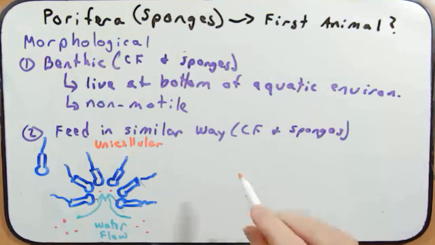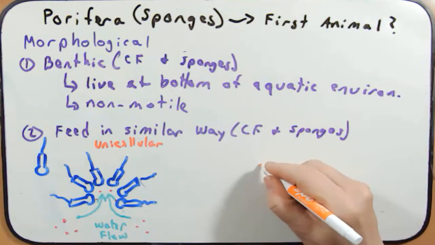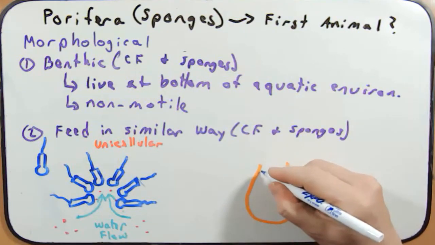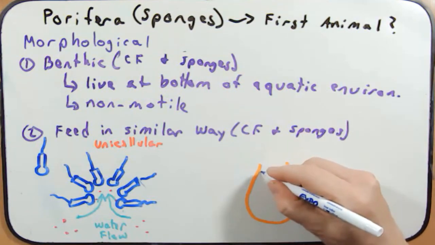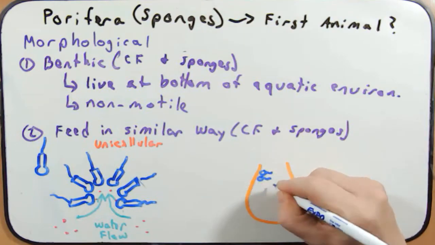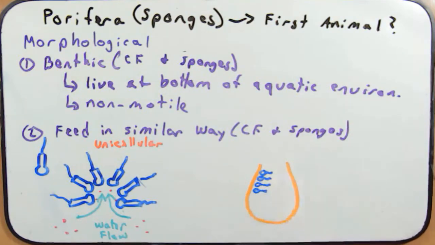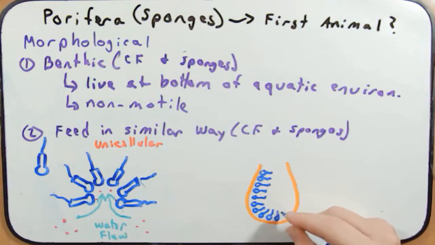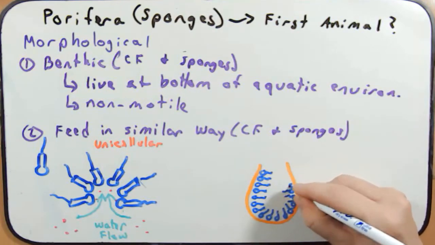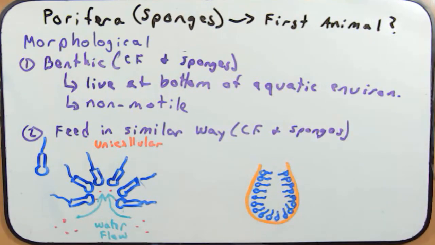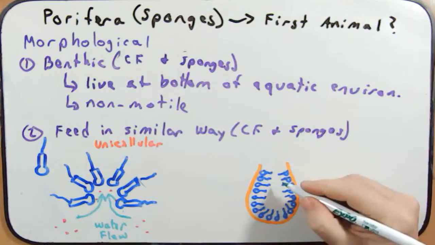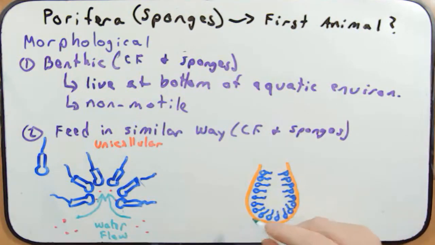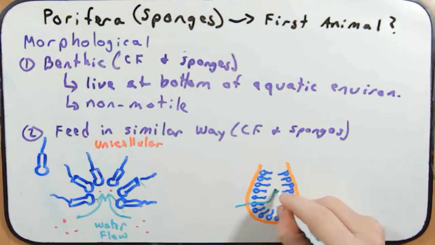Now the sponges are multicellular, and as part of this multicellular organism, we see specialized cells all around the inside of the sponge. And they're going to do a very similar thing. They're going to beat their flagella, and in doing so, it will create a water current pushing water through the sponge.